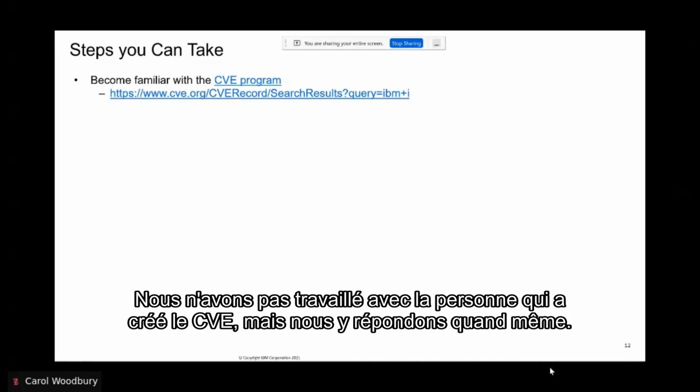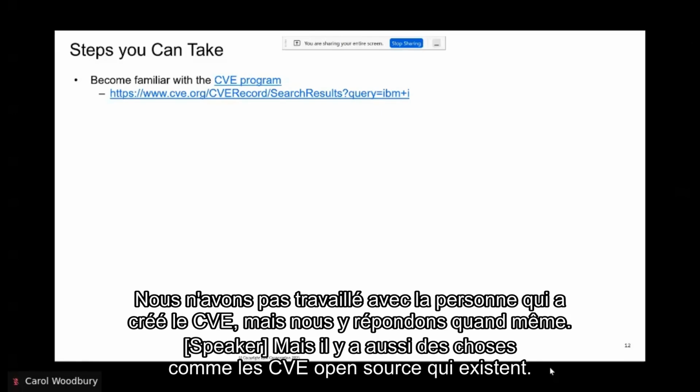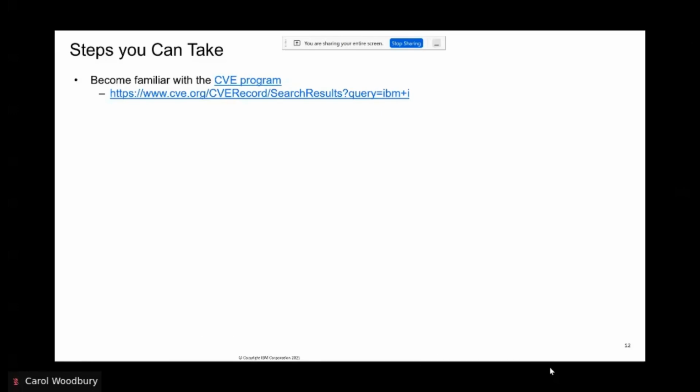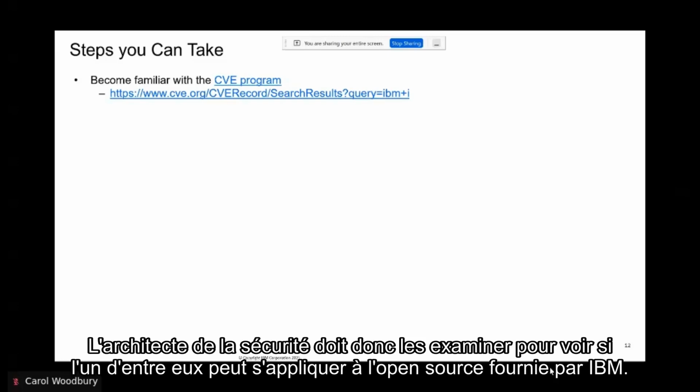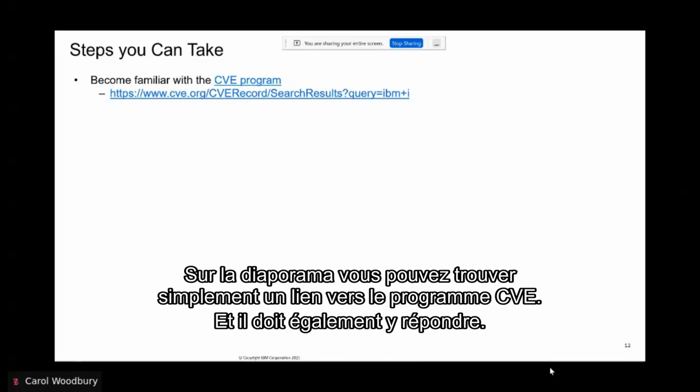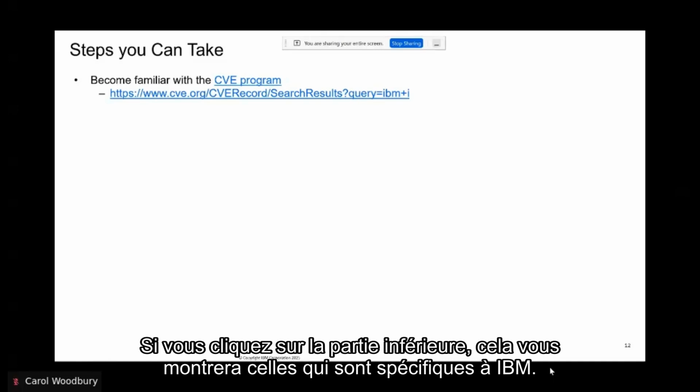But then there are things like the open source CVEs that are out there as well. So the security architect has to take a look at those to see if any of those could apply to the open source that IBM ships, and has to respond to those as well. So this is just a link to the CVE program, and if you click on the lower one, it will show you the ones that are specific to IBM i proper.